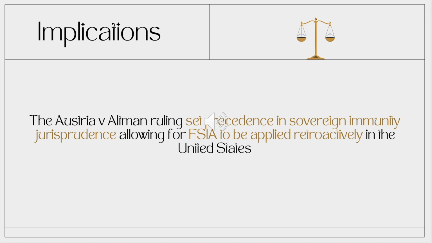The Austria and Altmann ruling set precedents in sovereign immunity jurisprudence, allowing for the Foreign Sovereign Immunities Act to be applied retroactively in the United States. Ms. Altmann was able to retrieve her uncle's paintings from the Austrian Museum, and the ruling further established a retroactive application of the Foreign Sovereign Immunities Act for cases in the United States Supreme Court.